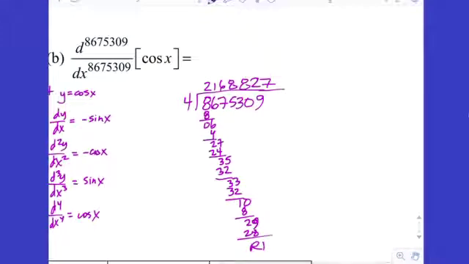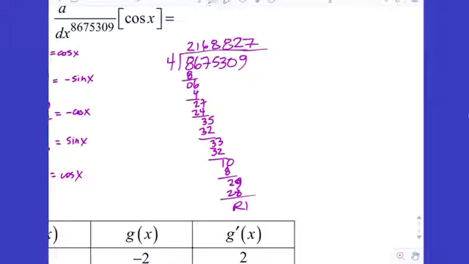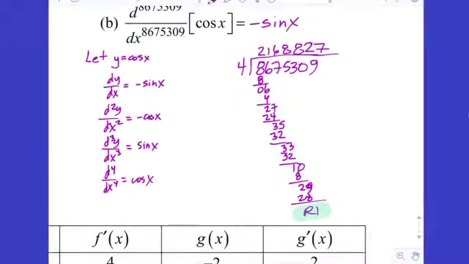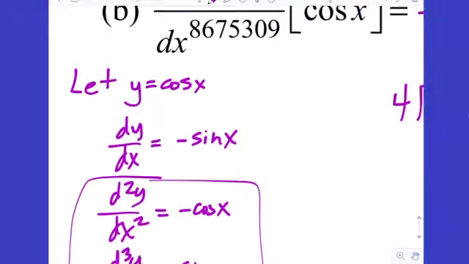Right? You do all that and you get a remainder of 1, so that means it's equivalent to the first derivative, which I already have there as negative sine of x. So if I would have done that first, I would have needed to find all of those. What if you get a remainder of 0? Then it would be equal to the fourth derivative, which is equal to the original function.